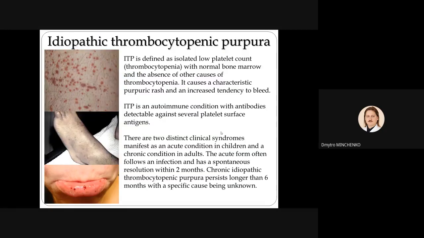Idiopathic thrombocytopenic purpura. This is defined as an isolated low platelet count, so thrombocytopenia, with normal bone marrow and the absence of other causes of the thrombocytopenia. The function of thrombocytes may be reduced from the beginning or diminish with time. As the thrombocytes are reduced, younger forms of thrombocytes with lowered function enter the bloodstream. It causes a characteristic purpuric rash and an increased tendency to bleed.